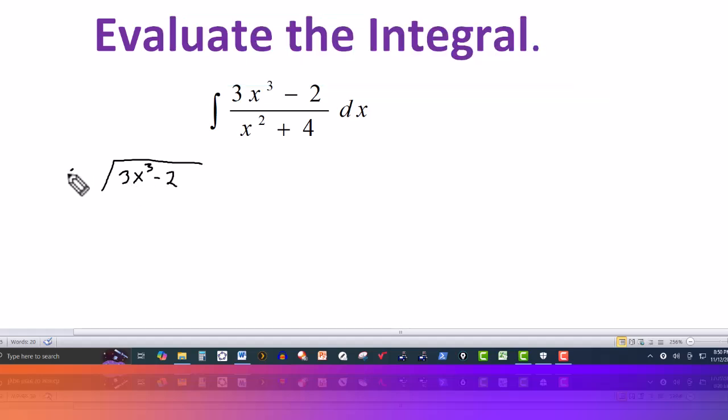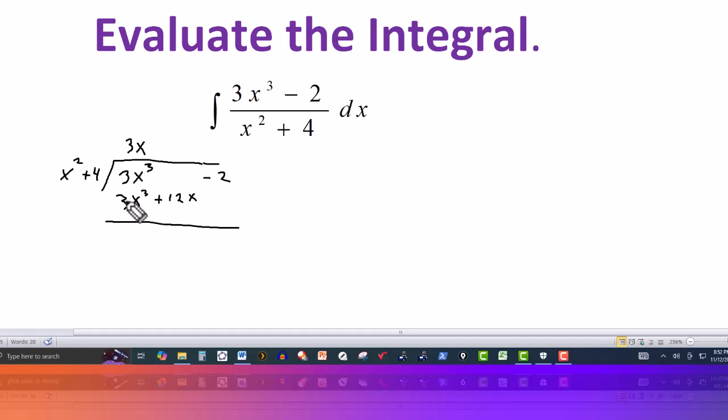divided by the denominator. So we got x squared into the first term, 3x cubed, will give us a 3x. Then multiply times the divisor. This will give us a 3x cubed. Then 3x times 4 will give us a plus 12x. Let's move the minus 2 over here. And then we subtract here.